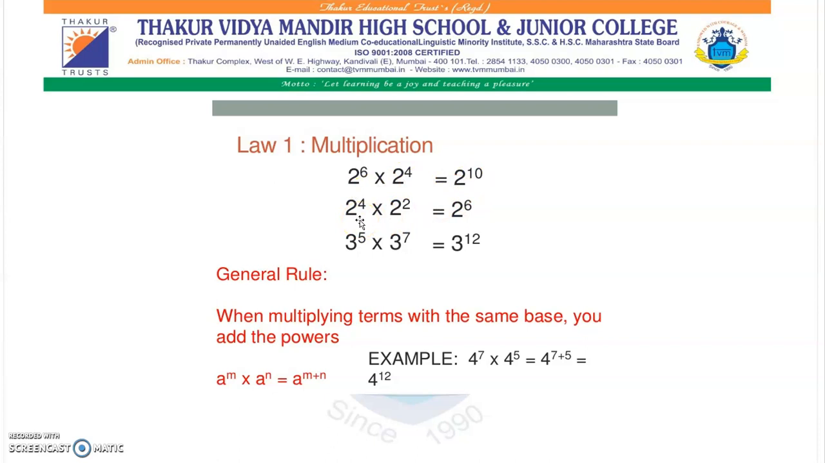Same way, 2 raised to 4 into 2 raised to 2 equal to 2 raised to 6. 3 raised to 5 into 3 raised to 7 is equal to 3 raised to 12. It can be clarified more nicely here. You can see this: 4 raised to 7 into 4 raised to 5. Powers are added. Base is written only once. 4 is the base here. 7 plus 5 is equal to what? 12. So 4 raised to 12 is our answer.